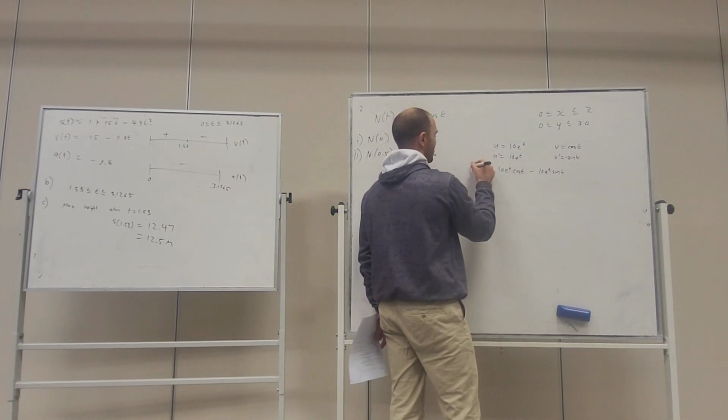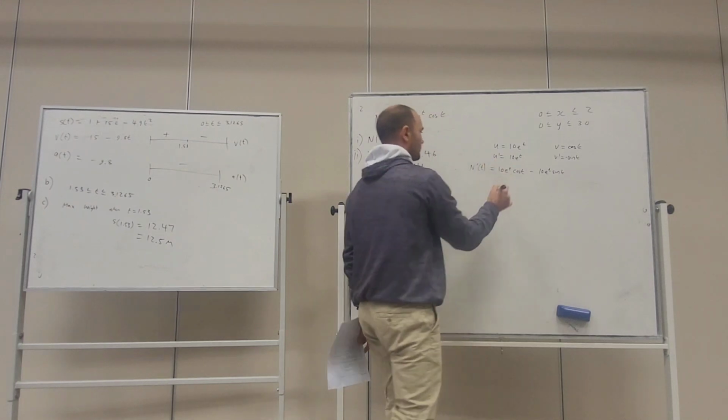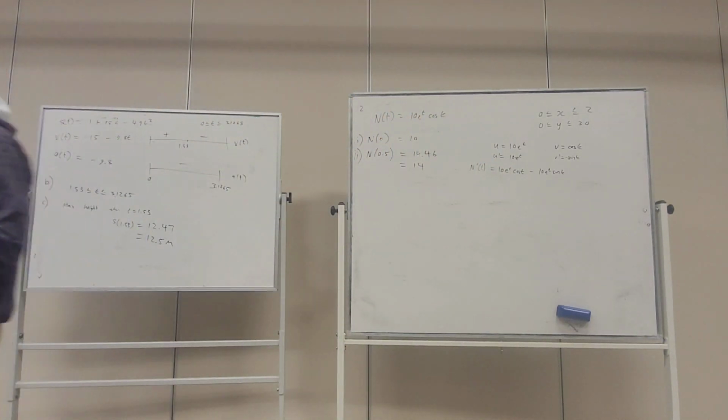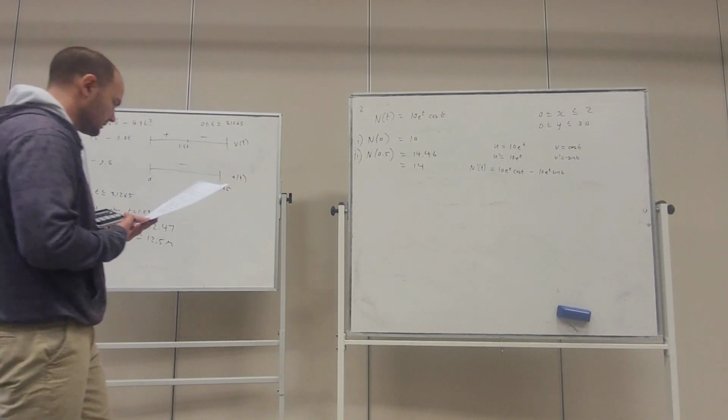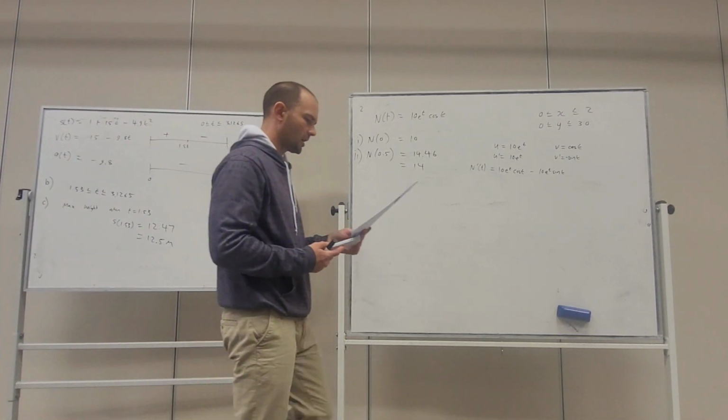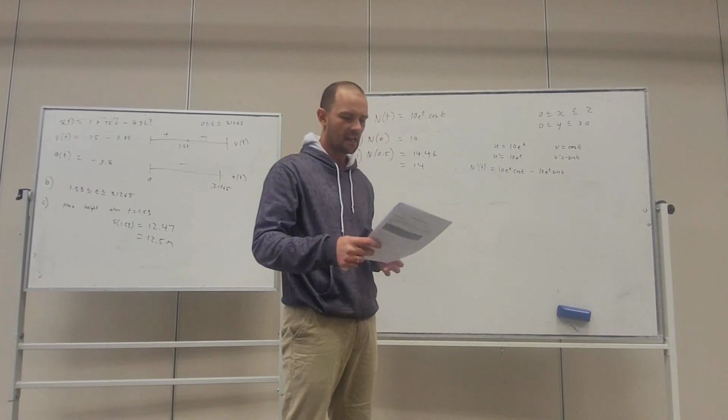And this is n dash of t. It's the rate at which the number of people is changing. Then it says, determine the rate of change, answer to 3 significant figures, initially.